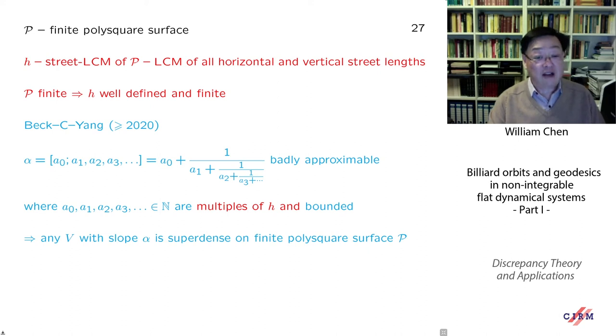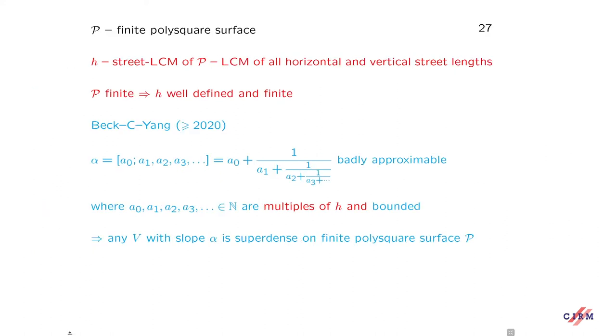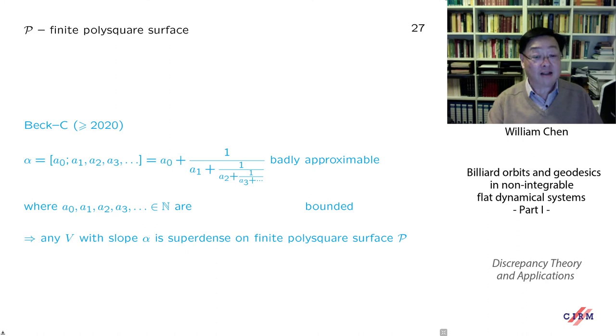This quantity h seems to be some kind of rather arbitrary thing, right? We need it for our present method to work, but is it really necessary? In fact, it is not necessary at all, as Beck and I recently managed to show by a different method. As long as the slope is badly approximable, then we have superdensity. But that's a different method altogether.